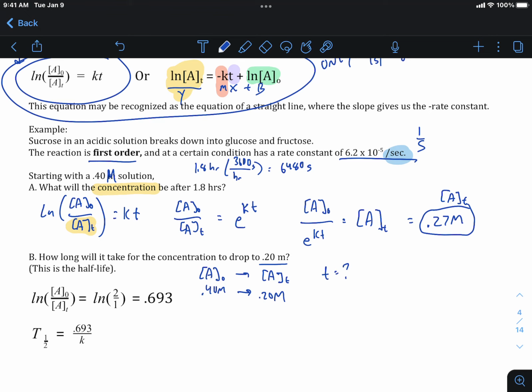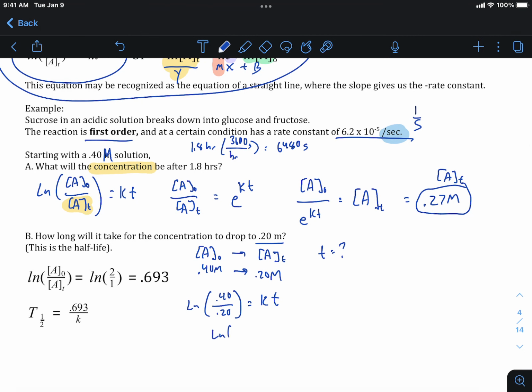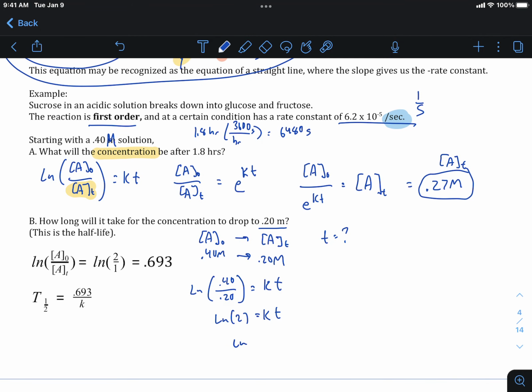So if we were to take the ln of the initial, which is 0.4, over the final, which is 0.2, and that is set equal to k times t, you should recognize this as the ln of 2. And so the ln of 2 over k is how we find the time. This is actually the formula for half-life: ln of 2 over k. But then again, remember, only for first order.